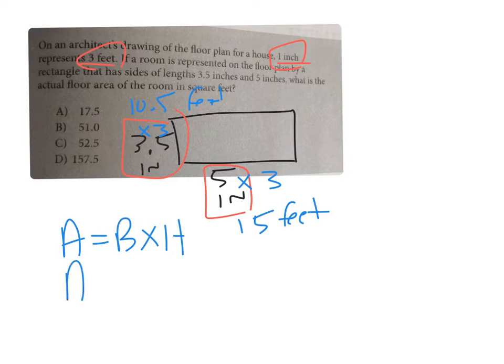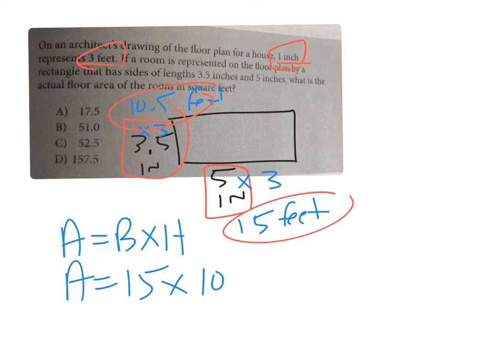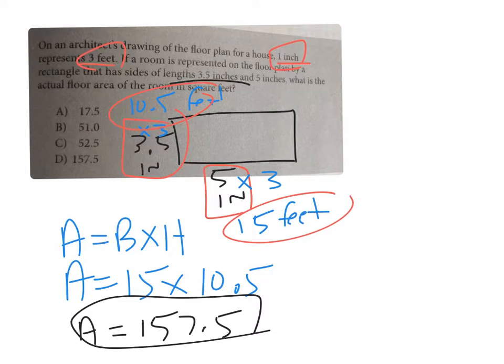So now the area is base times height, so I'm going to take the 15 feet and multiply that by the 10.5 feet. So here I'm going to go 15 times 10.5, and that's going to give me 157.5 square feet. And since the question says, what is the area of the room in square feet? There's 157.5, or answer choice D.